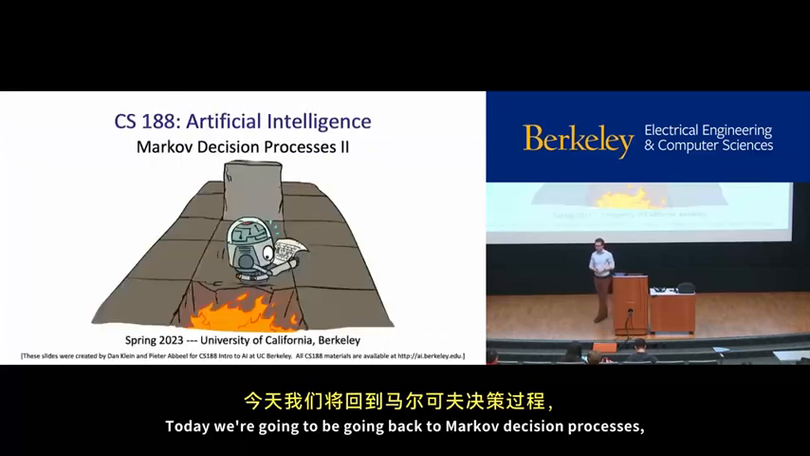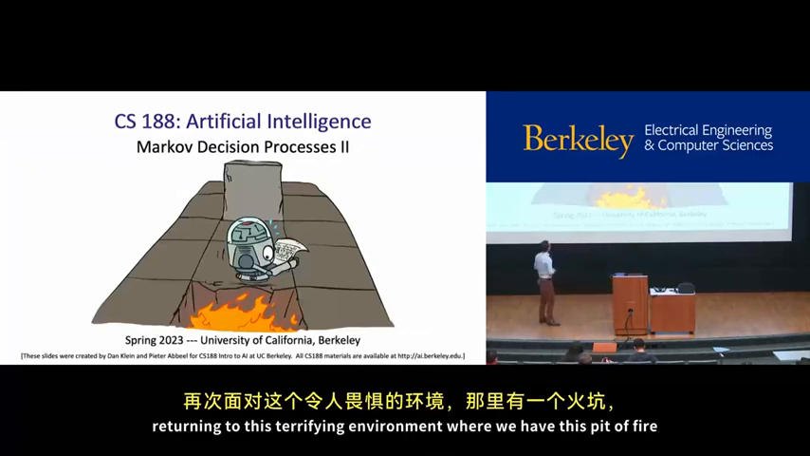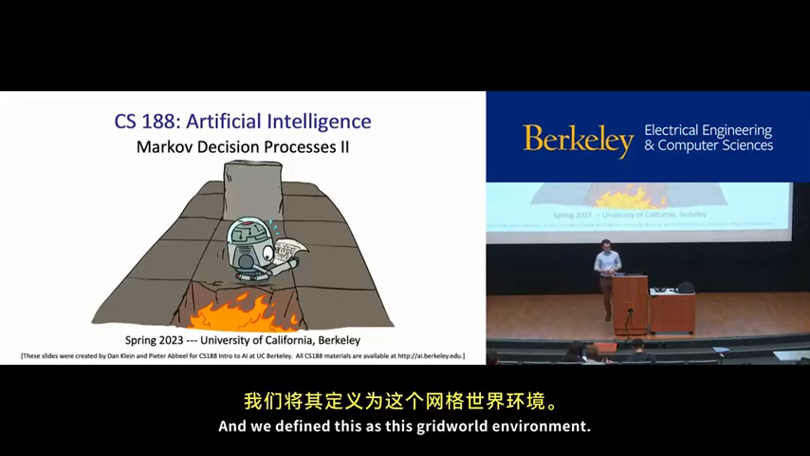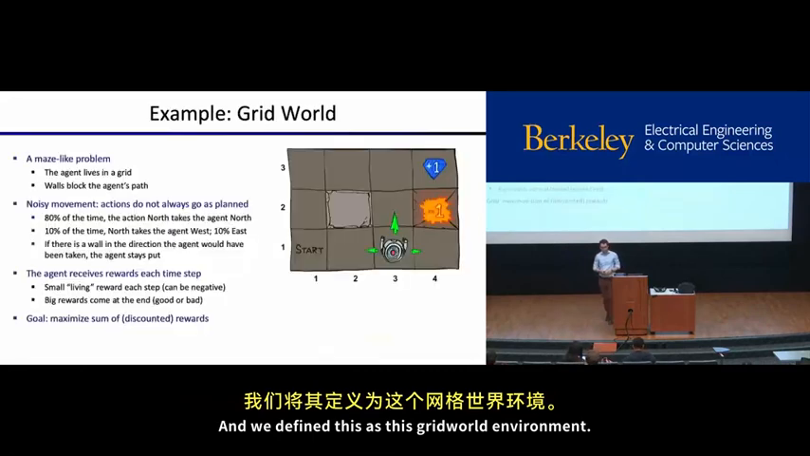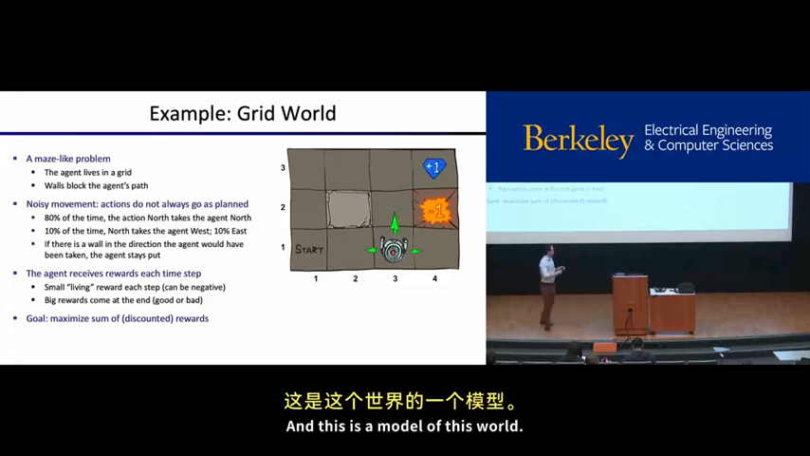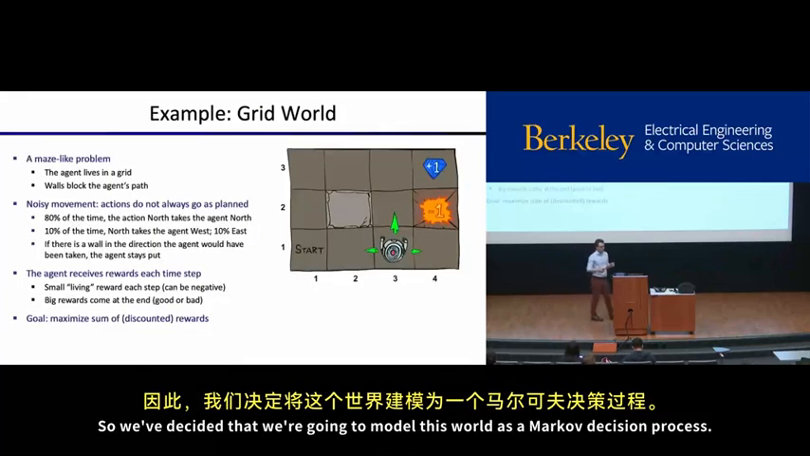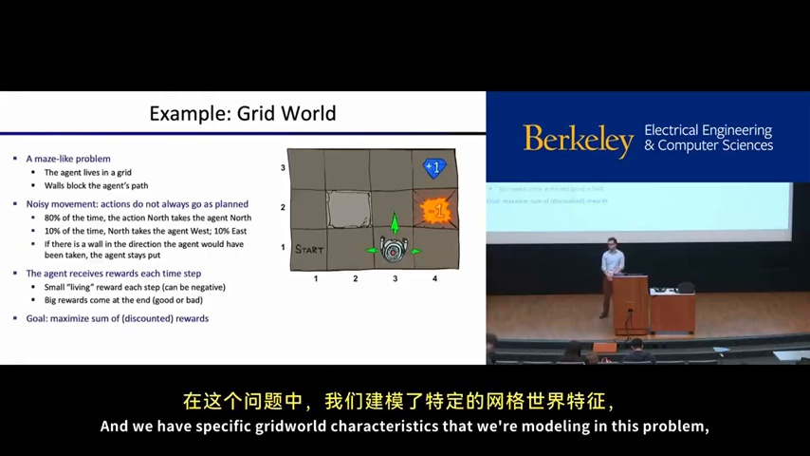Today we're going to be going back to Markov decision processes, returning to this terrifying environment where we have this pit of fire that could kill us at any moment if we take the wrong step. And we defined this as a grid world environment. And this is a model of this world. So we've decided that we're going to model this world as a Markov decision process.